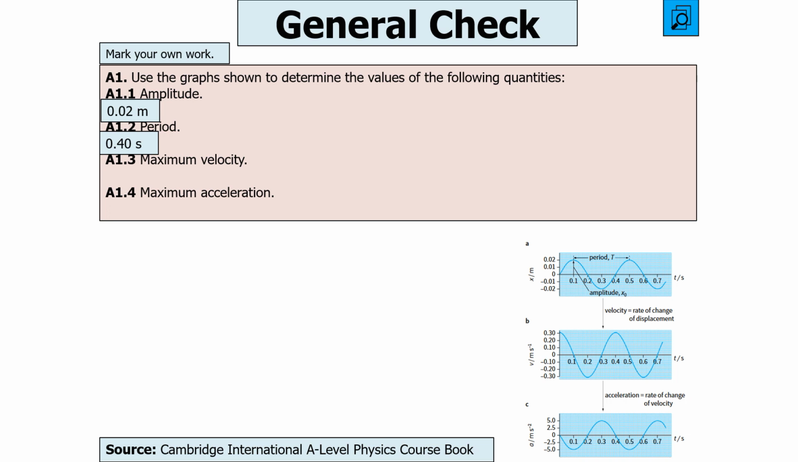You can find the maximum velocity by looking at the max point on the velocity time graph for an oscillator. So you can see it's 0.31 meters per second, and then you can find the maximum acceleration by once again looking at the maximum point on the acceleration time graph, so it's 5 meters per second squared.